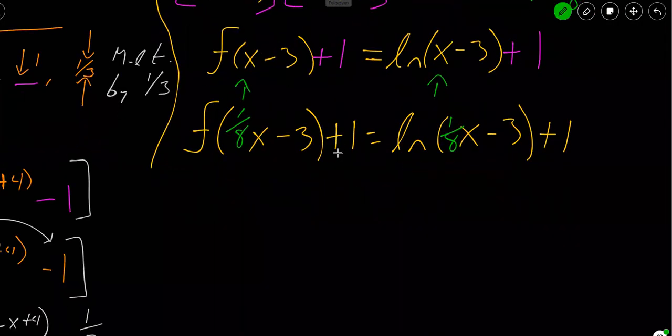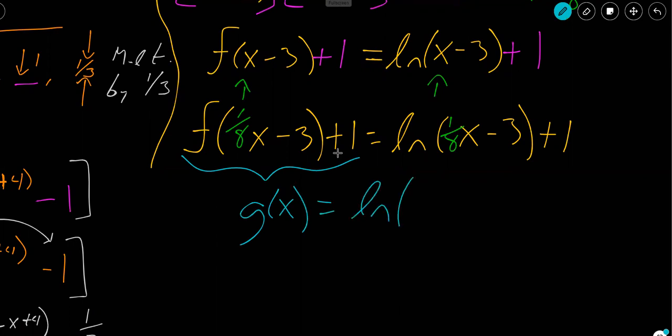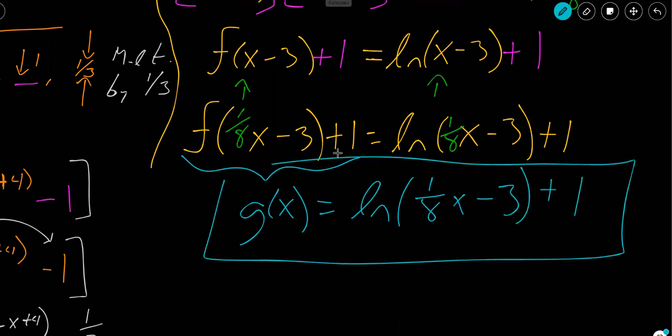All right, so that's the last example. Oh, I guess we need to finish it up. Finishing touches would just be to rewrite this left side as g of x, instead of f of x, equal to the natural log of 1/8 x minus 3 plus 1. And there we go.